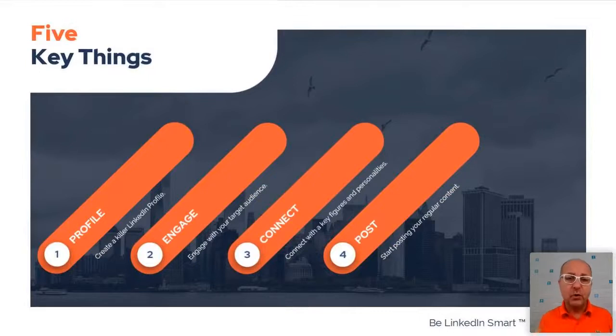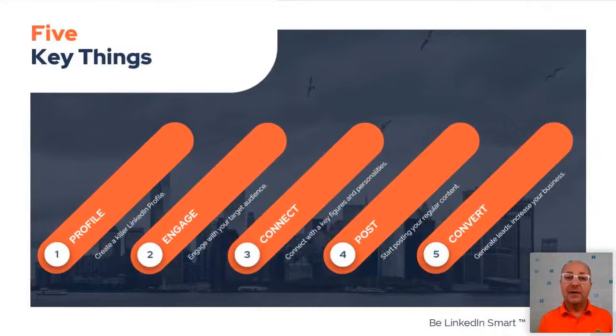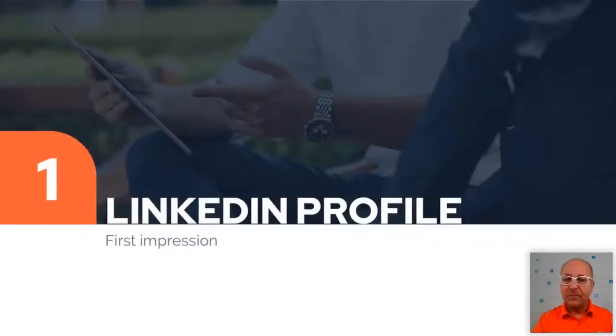Number four is all about posting. Those are the interesting questions: when to post, how to post, why to post. We will address those as well. And the fifth step on LinkedIn is conversion: how to convert all the people and all the activities, and bring results for our business. So these are the five key elements you need to always keep in mind when you do things on LinkedIn. We're going to talk about them one by one.